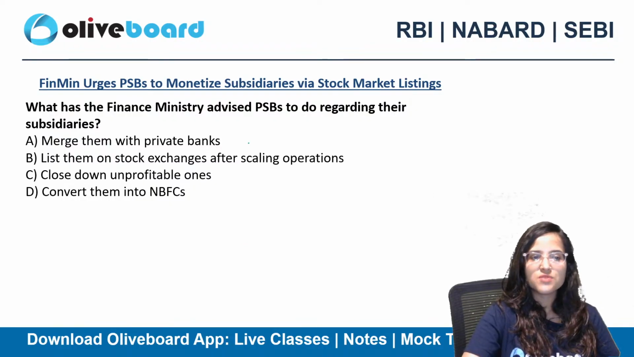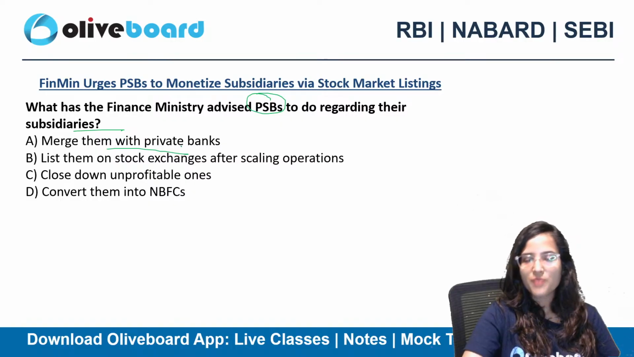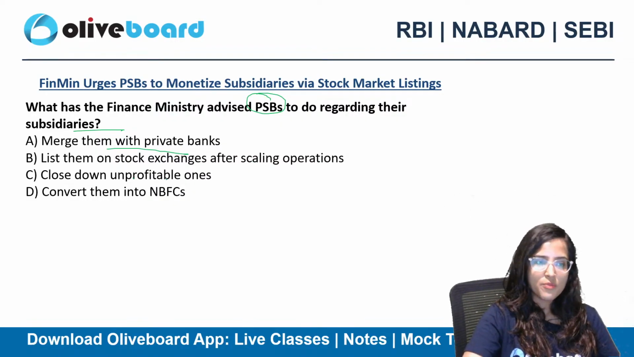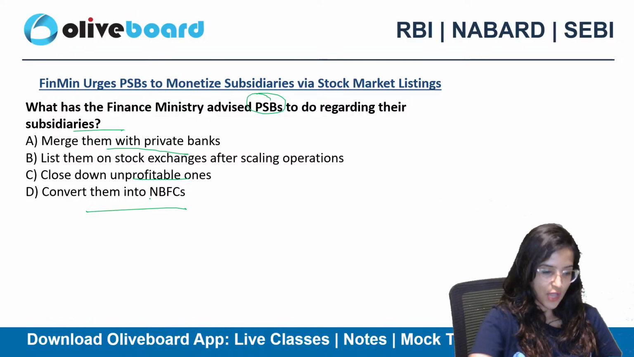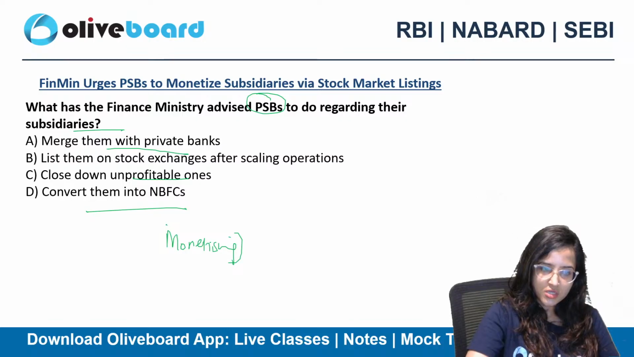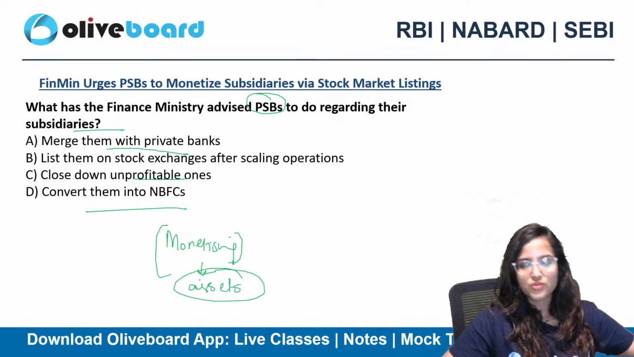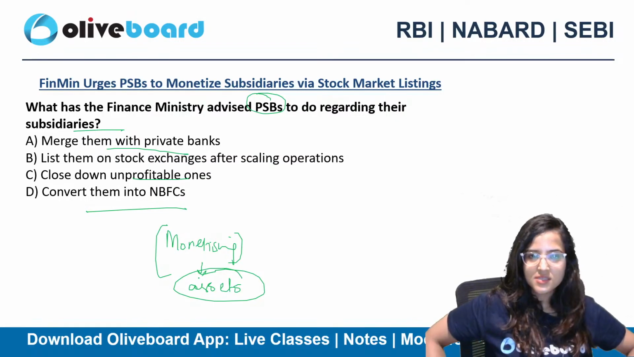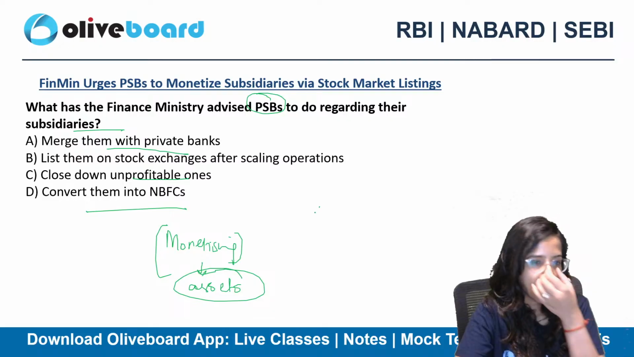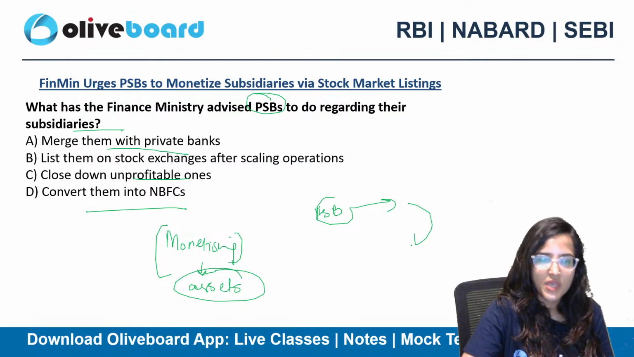So what has the Finance Ministry advised public sector banks to do regarding their subsidiaries? Merge them with private banks, list them on stock exchanges after scaling operations, close down unprofitable ones, or convert them into NBFCs. I hope you've understood the meaning of monetizing. I explained monetizing in general terms. Monetizing an asset means we try to generate revenue out of those assets. And here we are saying that we need to list these well performing public sector bank subsidiaries on the stock exchanges so that we can generate more revenue.